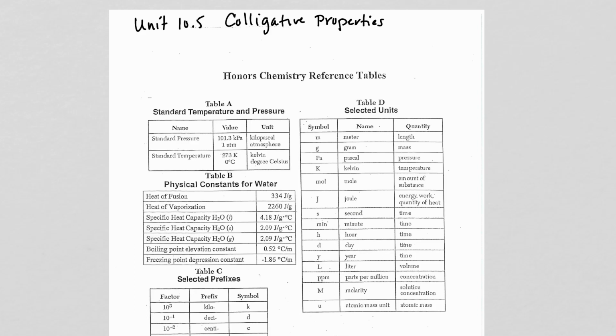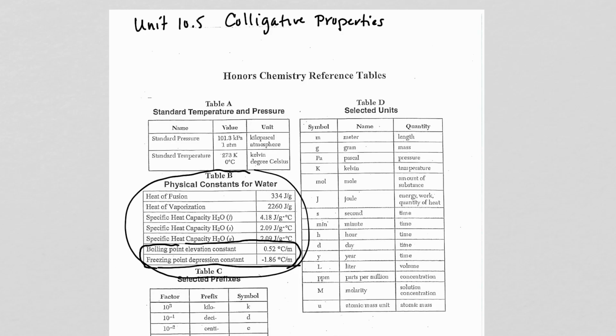Hello, this video lecture is meant to explore the concepts found in Unit 10.5 on colligative properties. We need to begin by recognizing that there are some reference tables that will be useful to you, so I want to make sure that you know exactly where to find them. Reference table B, specifically, we are looking for the boiling point elevation constant and the freezing point depression constant. We're not going to say anything about them just yet, just recognizing that you'll need to know where those are.